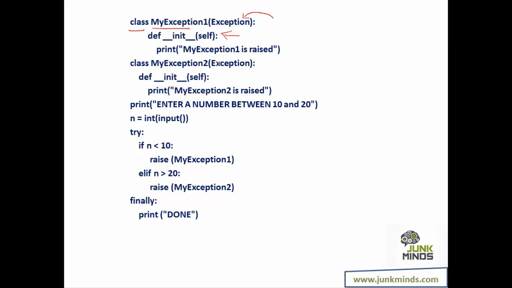When does the initialize method get executed? It will always get executed by default whenever we come to this particular class. So over here, this initialize method will get executed and we'll say myException1 is raised. Similarly, I've created another class, myException2, which is also derived from class Exception. And this also has another initialize method, which will say myException2 is raised.